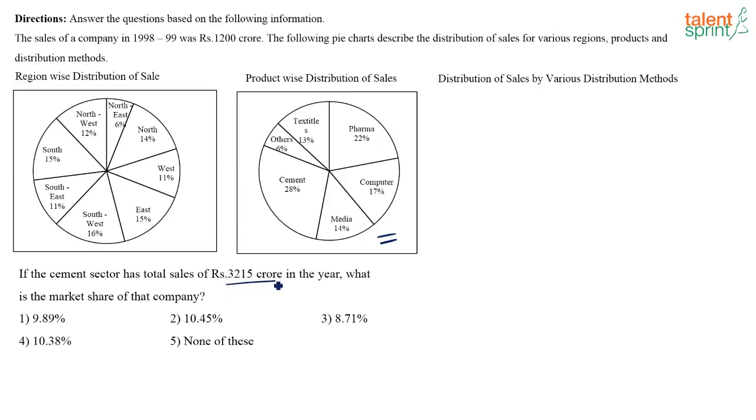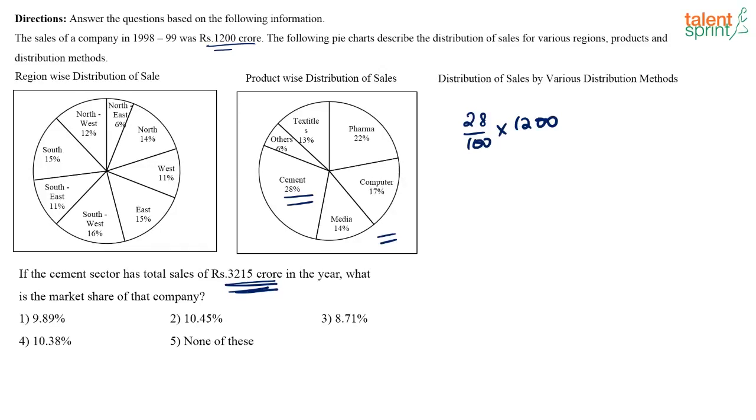So this 3215 refers to all the companies that are manufacturing cement. All the companies put together, the total sale of cement is 3215 crore. Out of that, how much is this company selling, the company that we are looking at? See, if you look at our company, our total sales is 1200 crore. How much cement are we selling? 28% of 1200 crores. So this is the sales of our company that we are looking at, right? Now what does this 3215 refer to? It refers to the total cement sold by all the companies put together.